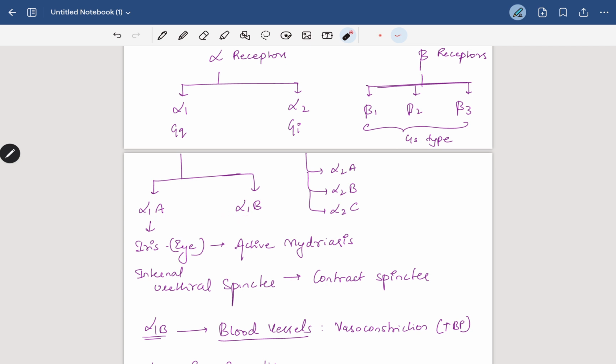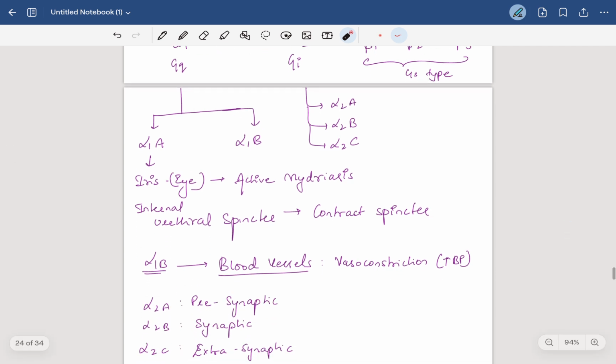Now we will be looking into where these receptors are present and how they act on stimulation. So alpha 1A is present on two sites. It is present in the iris and it is present in the internal urethral sphincter. You can remember I, and from 1A you can remember I. So iris, it is usually present in the eye, and what it does is it causes active mydriasis. Mydriasis means dilation of the pupil. So it causes active mydriasis.